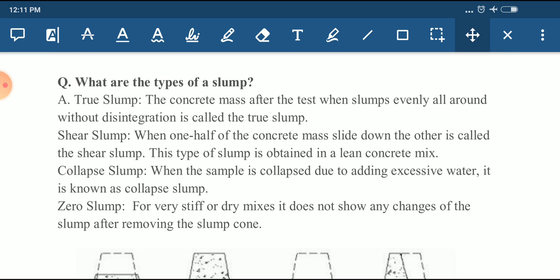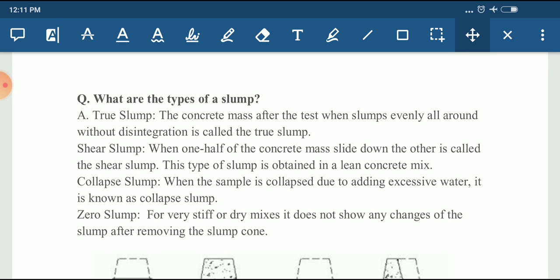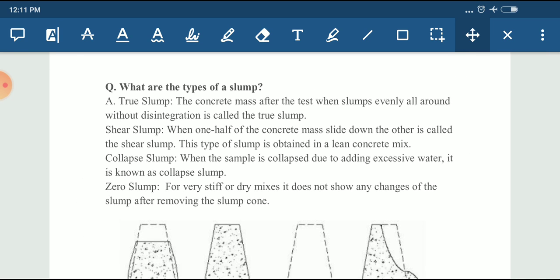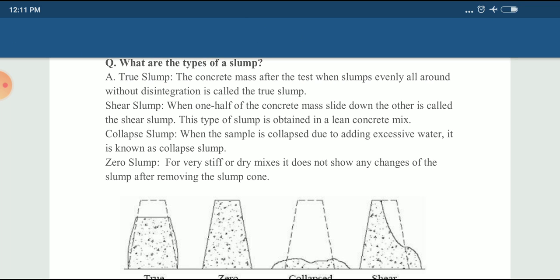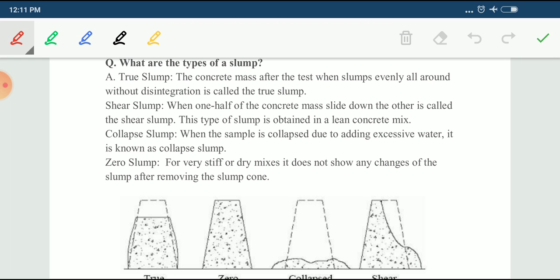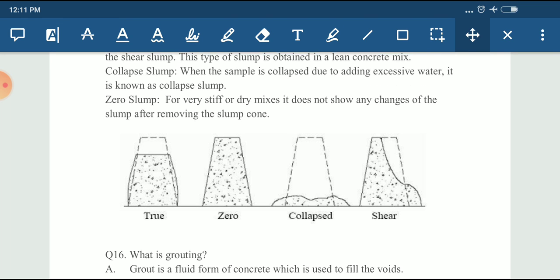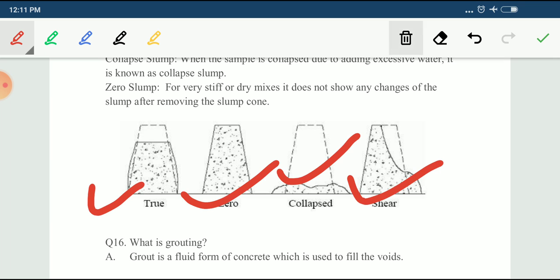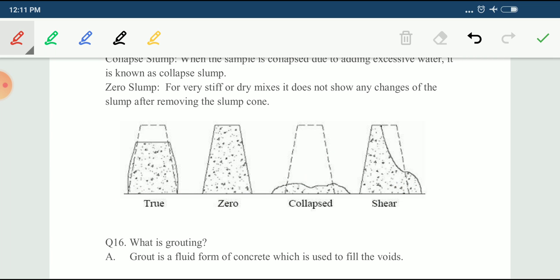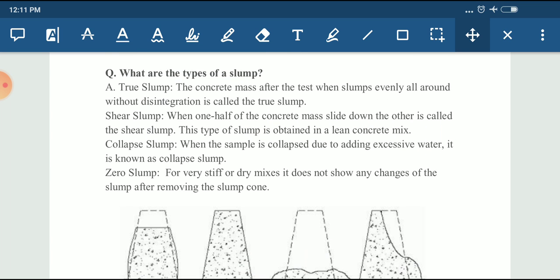Next, what are the different types of slump? The different types of slump are, first, true slump. Second are shear, collapse, and zero. What do you mean by true slump? What do you mean by collapse? Let's see it.